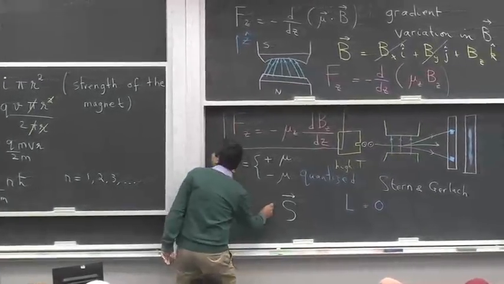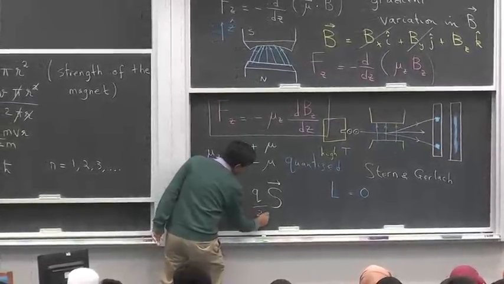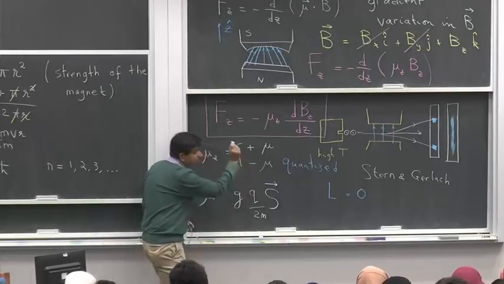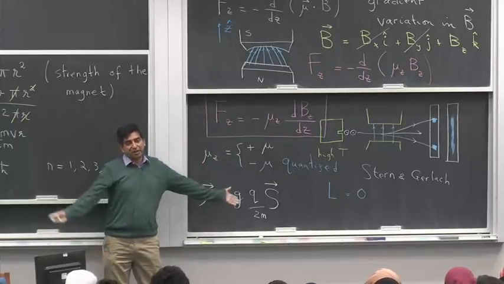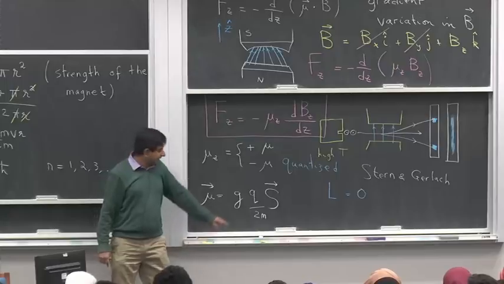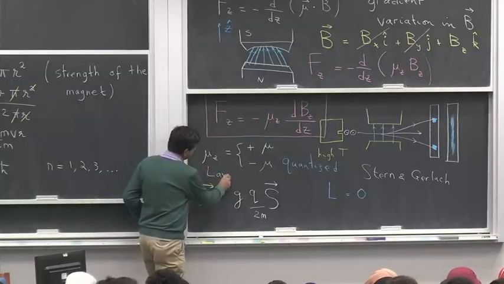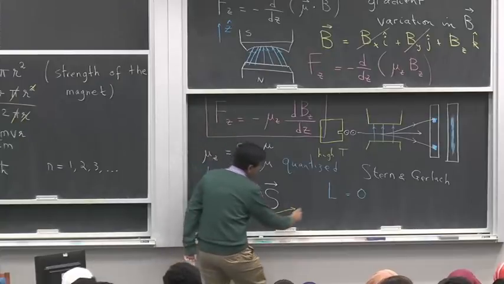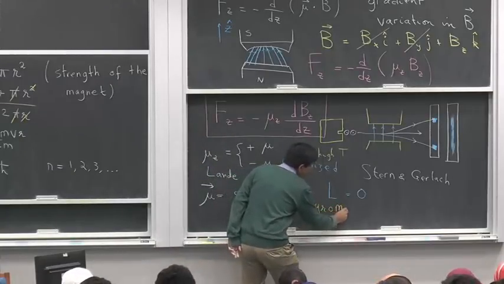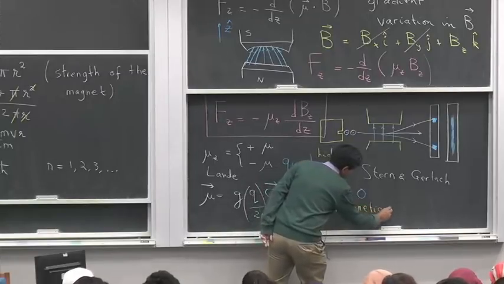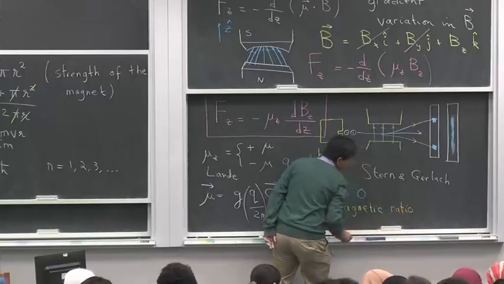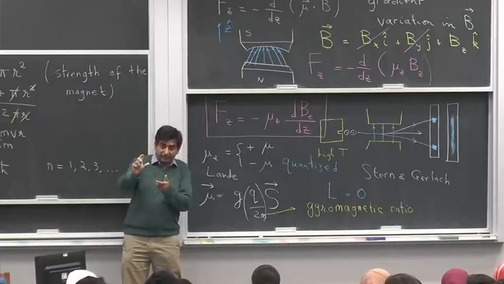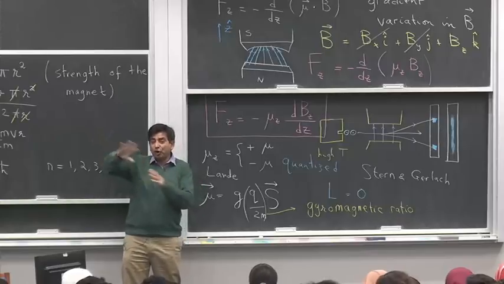And there is another Q over 2m here, which is the charge and the mass of the particle. But there is an additional factor, g, which accounts for which kind of particle you're talking about. This is called the Landé g factor. Q over 2m is called the gyromagnetic ratio. So this experiment actually predicts the existence of a spin over and above the orbital angular momentum.